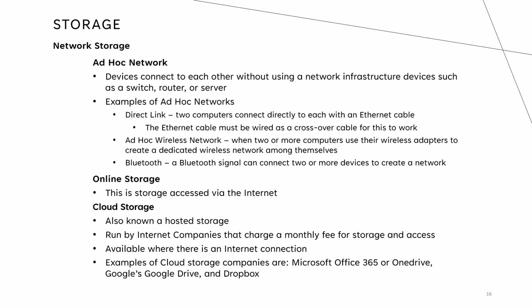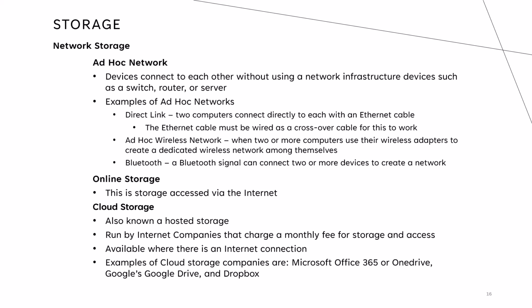Examples of the ad hoc network are a direct link. You take 2 computers, you connect them with an Ethernet cable. That Ethernet cable is specially wired as what's called a crossover cable, and they can share 1 or more. Both laptops will share out folders on their local hard drives.